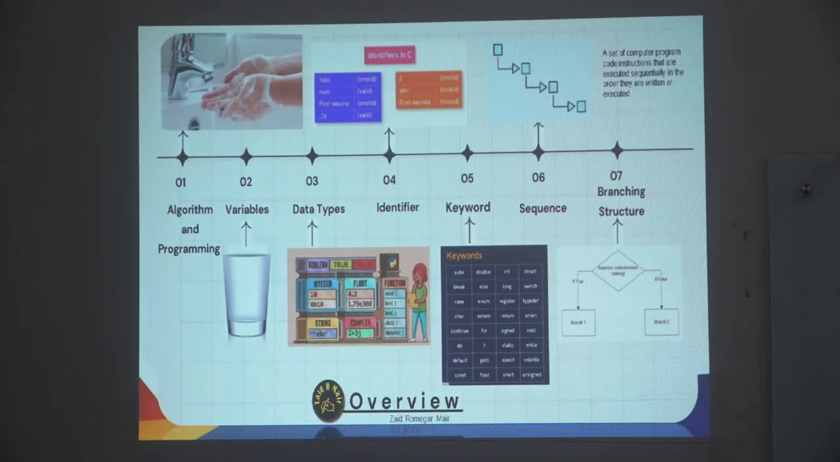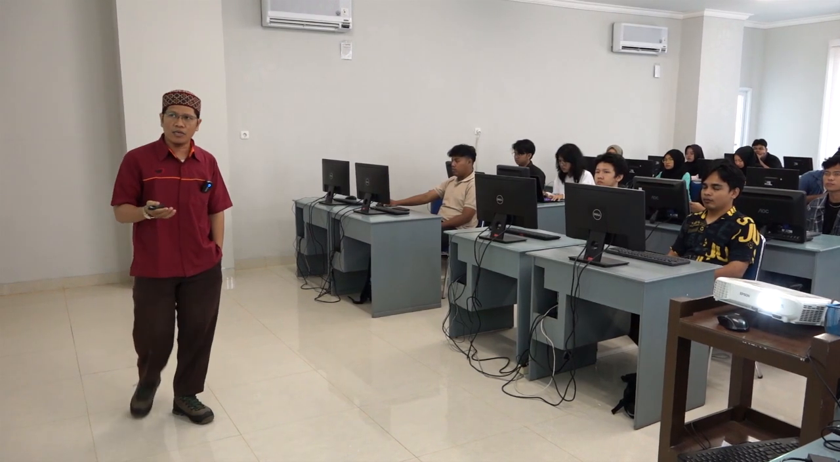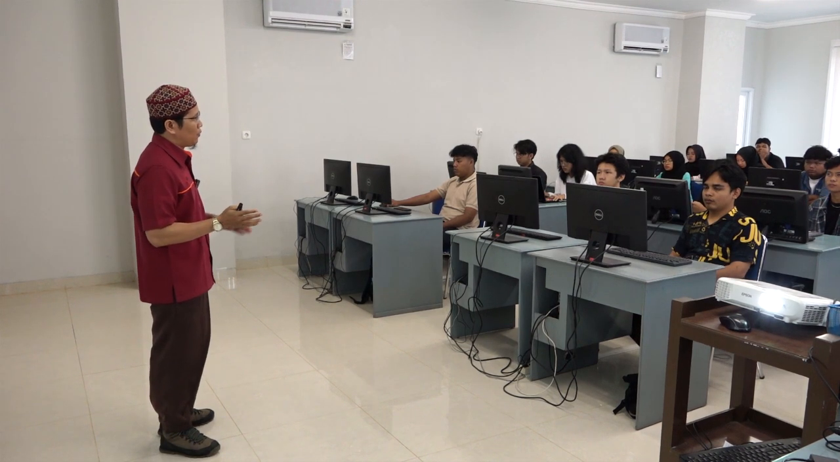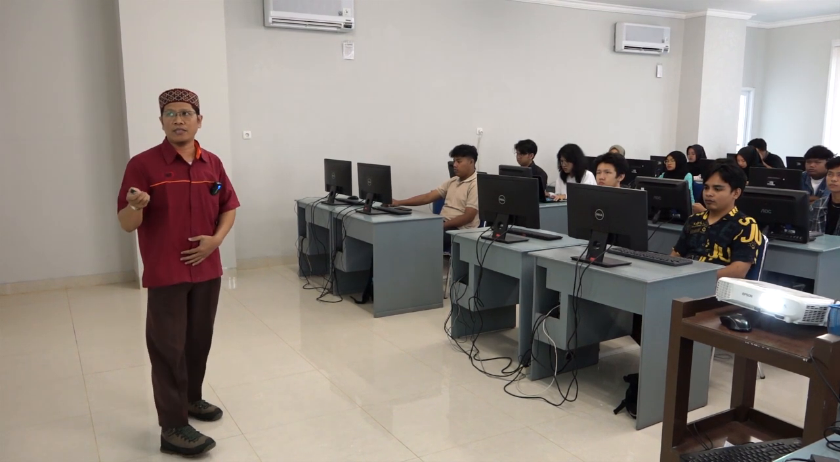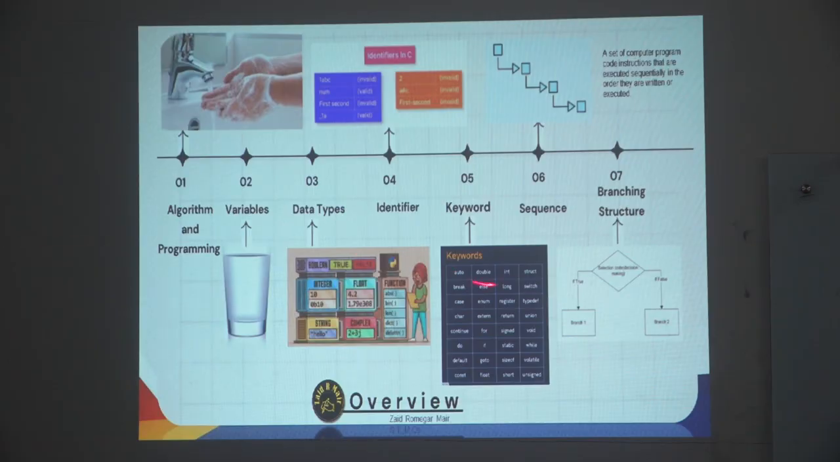And sequence: a sequence is a set of computer program code instructions that are executed sequentially in the order they are written. The last material from the past few weeks is the branching structure. In the branching structure you have three options to solve the problem before you design the coding program: declarative sentence, pseudocode, and flowchart.